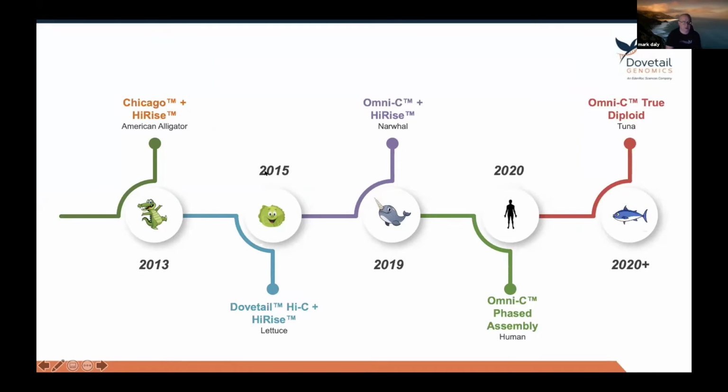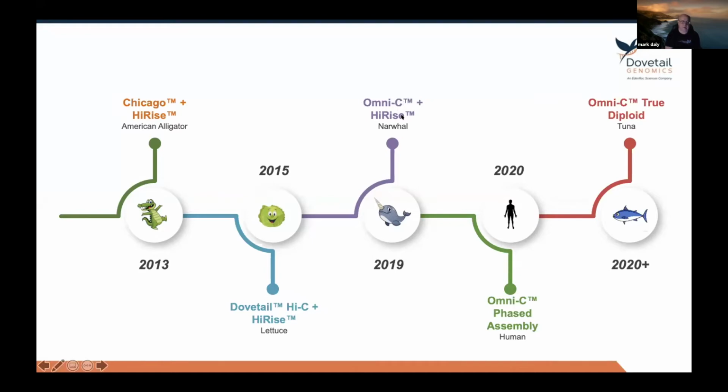So to get up to chromosome scale, we launched our Dovetail HiRise methodology in 2015, which is an in situ version of proximity ligation. After 2015, we were able to start assembling full chromosomes. Last year, we launched our newest proximity ligation technology called OmniC, which, unlike HiRise, uses a random endonuclease. HiRise uses a restriction enzyme. I'll explain the benefits of that in a few minutes.